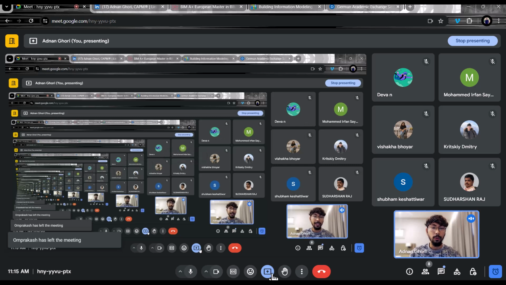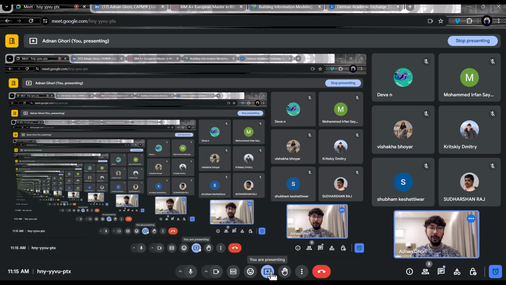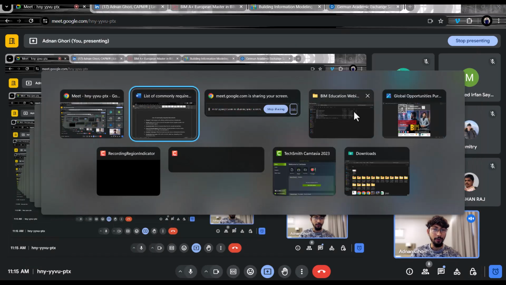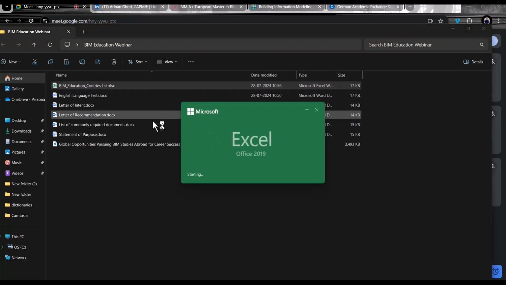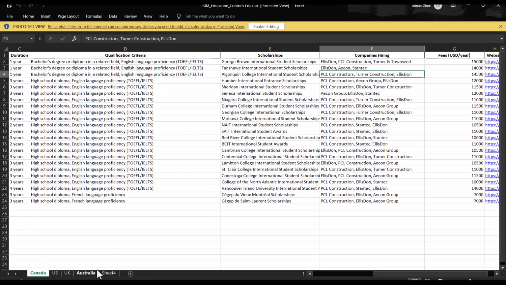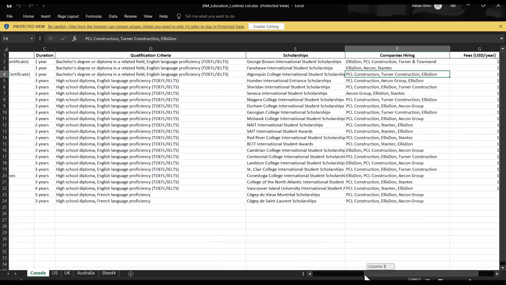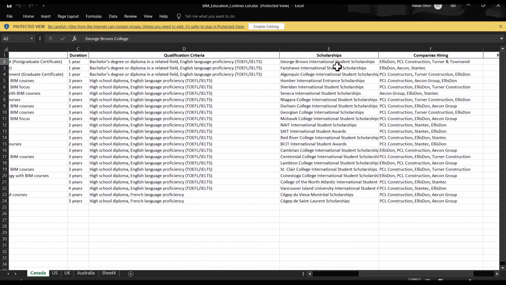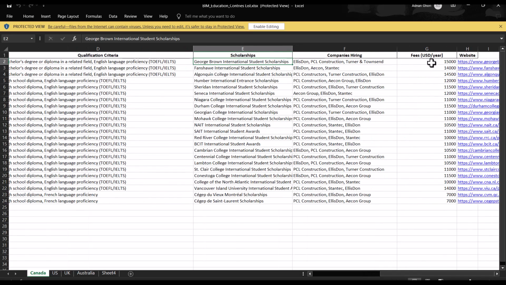Now we're going to look one by one at what these documents are, which countries are there, and what programs are there. I'll also be showing you some of the countries. I have made a list for all of you over here, the BIM education countries list. Here are some of the countries, the list of colleges, and the qualification criteria. I'll show from here: the name of the institution, the program in which you can enroll, the duration, the qualification criteria, which scholarships you can get, which companies will be hiring over there, the fees in this particular college or institution, and the websites as well.